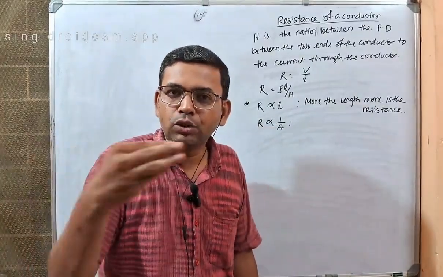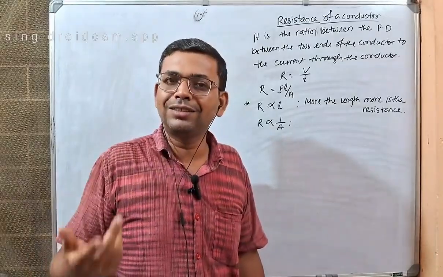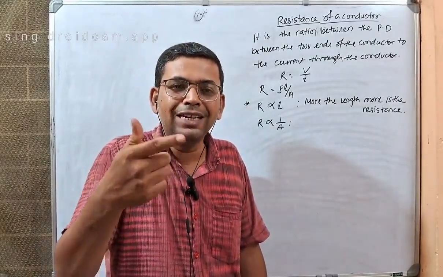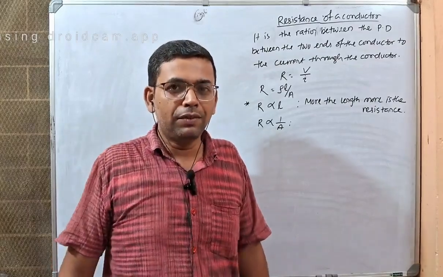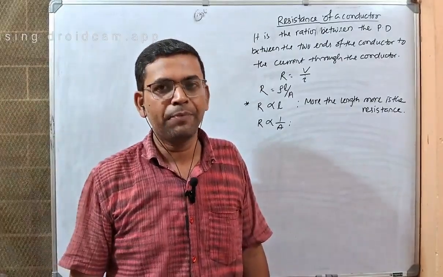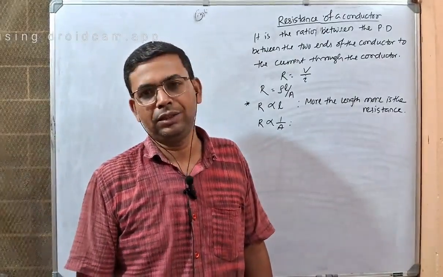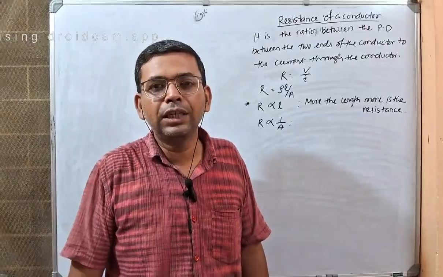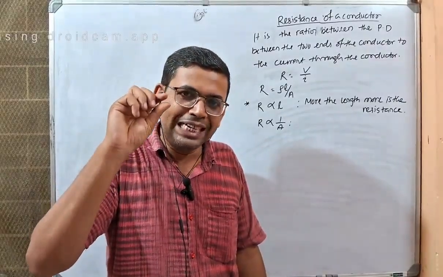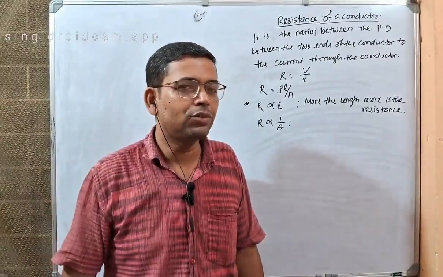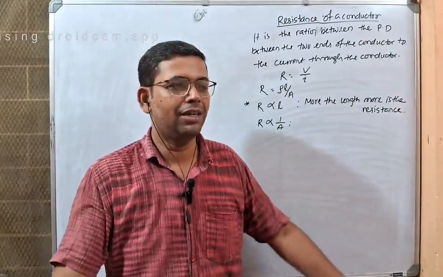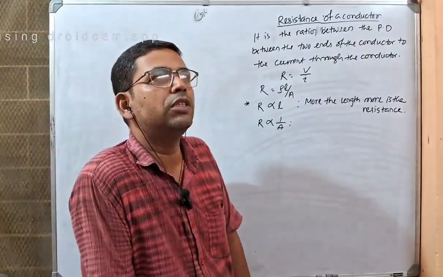If more current has to pass, every conductor has some resistance. Due to resistance, it will heat up the wire. If it heats, its resistance increases again, so there will be loss of energy. To reduce that loss of energy, we make the wire thicker, we increase its cross section, so that we can reduce its resistance.